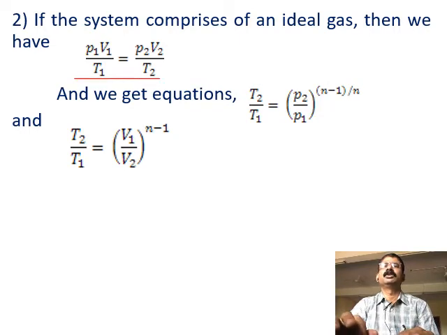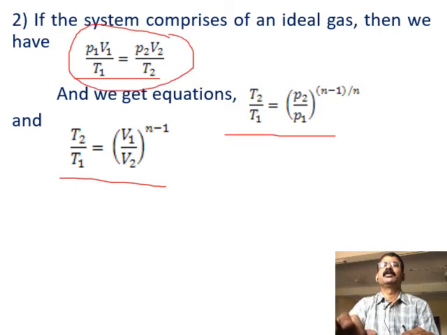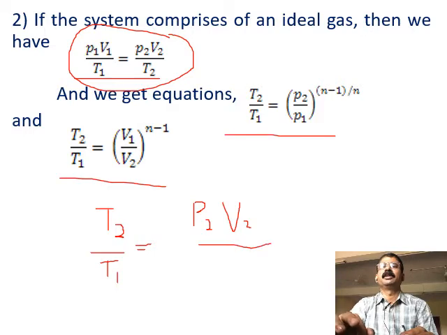By using this equation, that is P1 V1 by T1 is equal to P2 V2 by T2, and P1 V1 to the power n is equal to P2 V2 to the power n, you will get these two relationships. I'll just give you an idea how to do that. From this expression, first write what is T2 by T1 in terms of pressure and volume. So T2 by T1 you can get as P2 V2 by P1 V1.